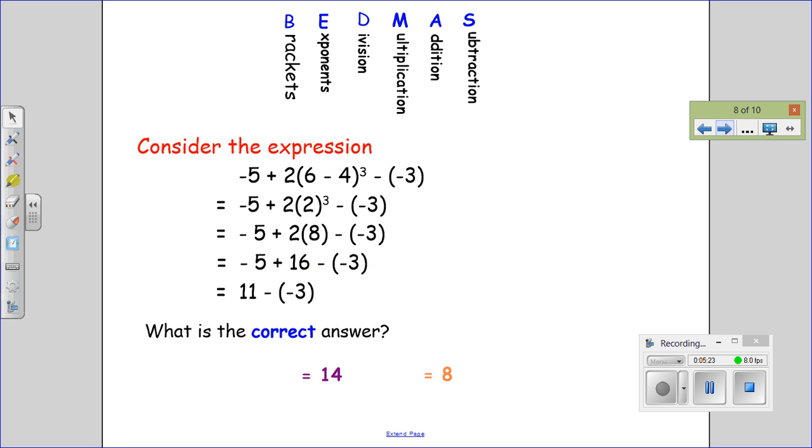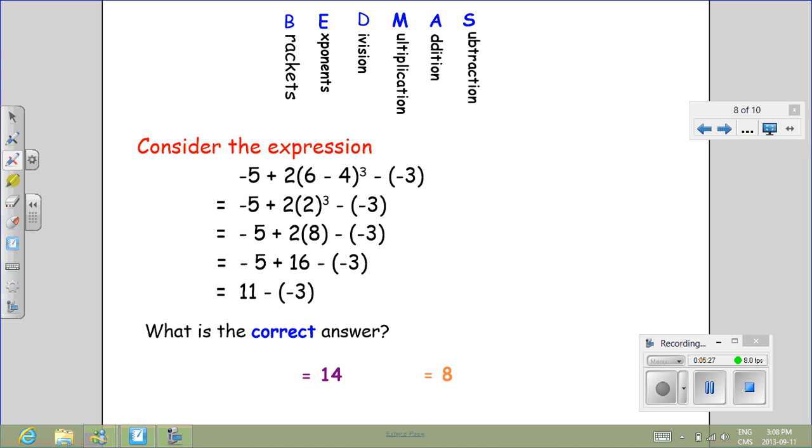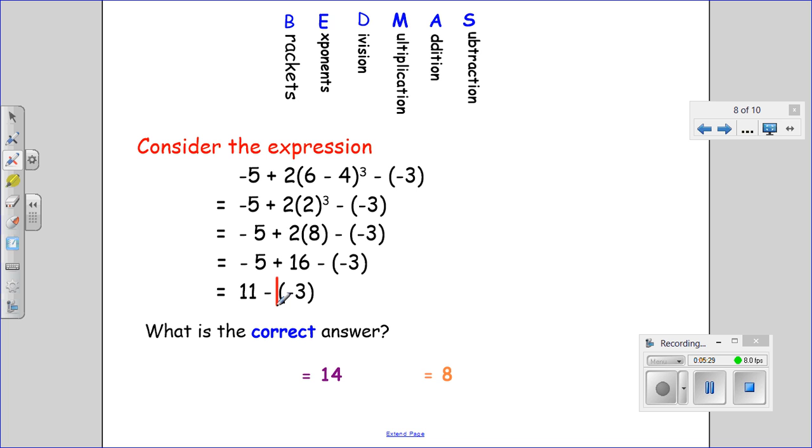And now we have the solution and we want to know what the correct answer is. So remember, when I subtract a negative, it's like putting a 1 in front and multiplying. So that negative 1 times negative 3 becomes positive 3. And the answer is, in fact, 14. We're going to get rid of the 8.